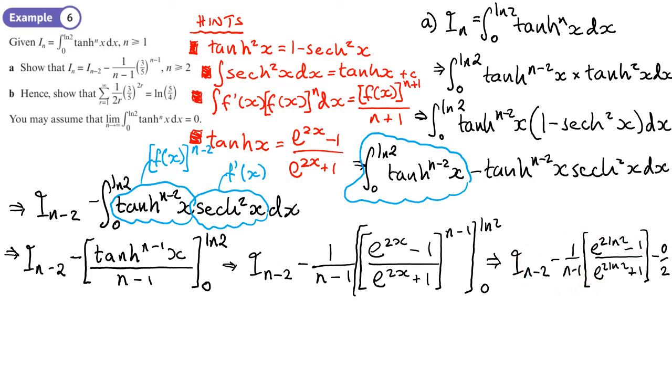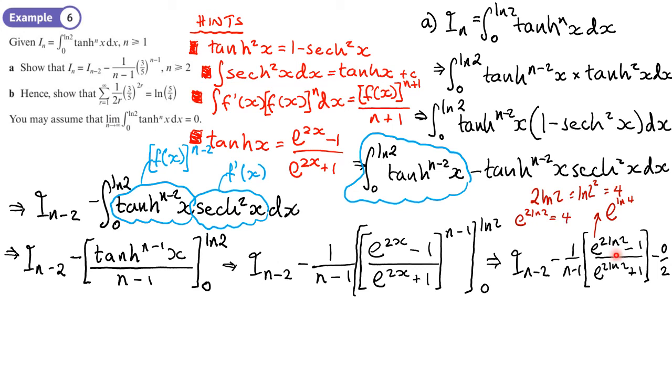Now we can use the rules of logs, because 2 log 2, let's write it here, is the same as log 2 squared, which is log 4. So effectively you can write this as e to the log 4, and the e and the log will cancel out, just leaving you with 4. So e to the 2 log 2 is actually equal to 4.